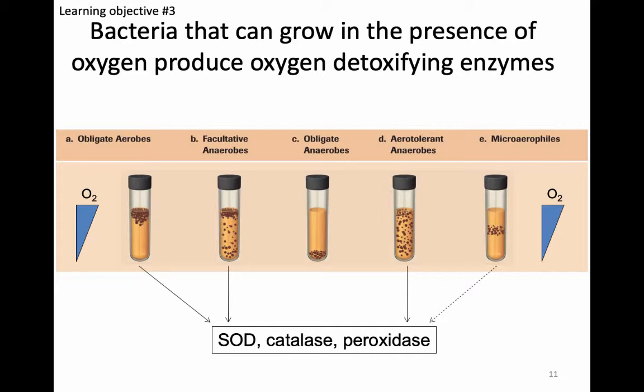So in this figure, the groups that do have enzymes for detoxifying oxygen are obligate aerobes, facultative anaerobes, aerotolerant anaerobes, and the microaerophiles. And these enzymes are called superoxide dismutase, or SOD for short, catalase, and peroxidase. So any organism that can grow in the presence of oxygen has to have these enzymes for detoxifying oxygen. The dotted arrow for microaerophiles is meant to demonstrate that microaerophiles have these enzymes, but they are not extremely effective and efficient. Therefore, the microaerophile can handle oxygen, but only in small concentrations.